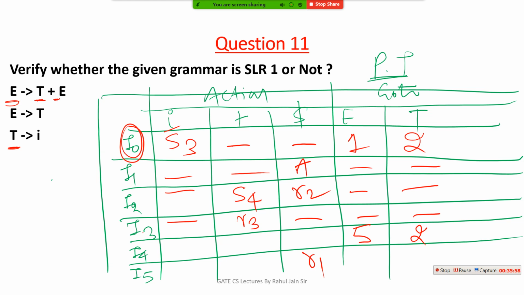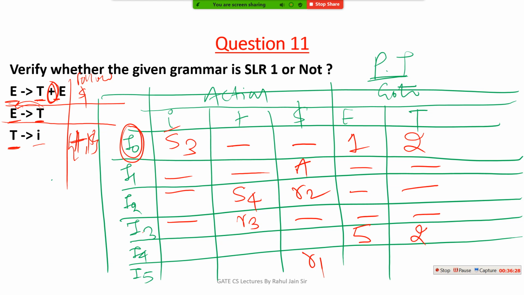Follow of T is plus. Sabrina has answered that follow of T is plus, as well as follow of T is follow of E. What is follow of E? I am writing: follow of E is dollar. And what is follow of T? Follow of T is plus, and follow of T is follow of E, that is dollar as well.